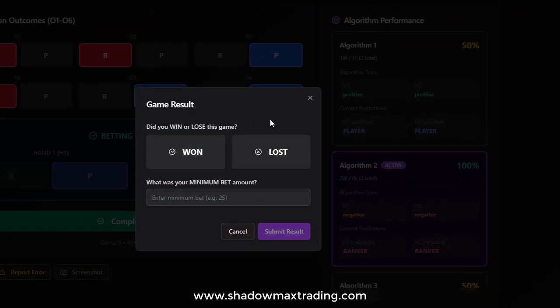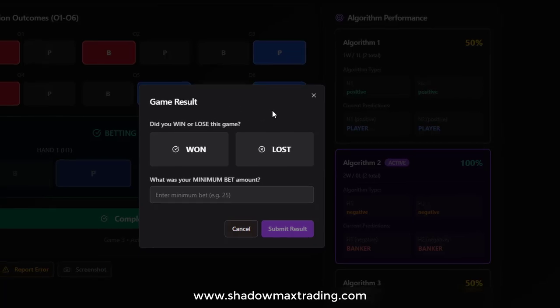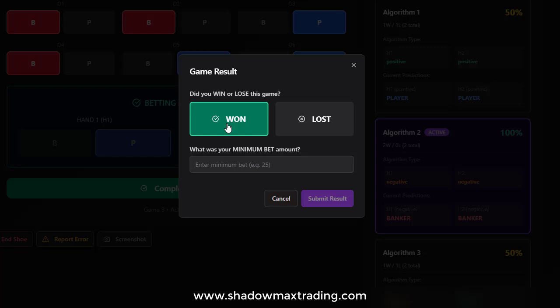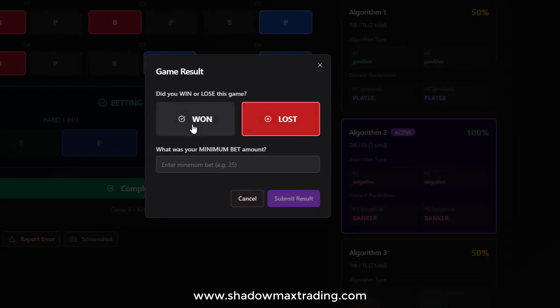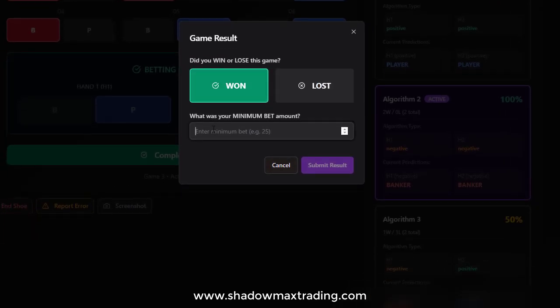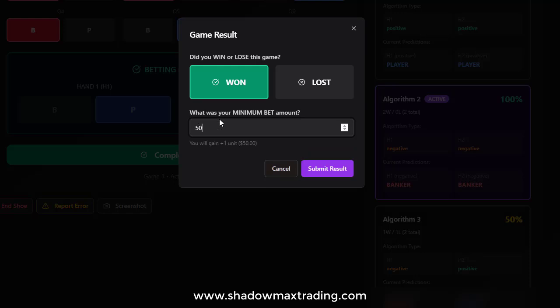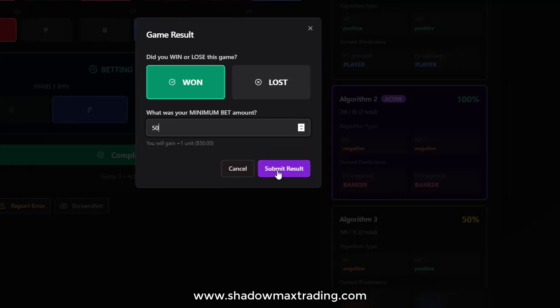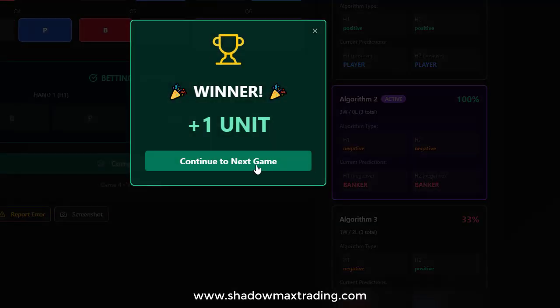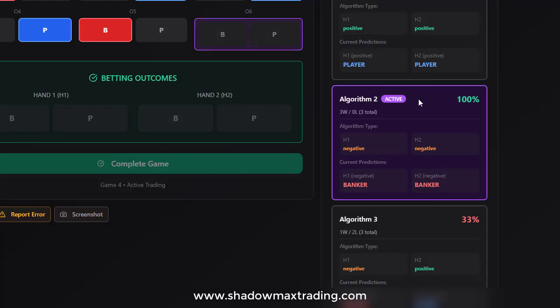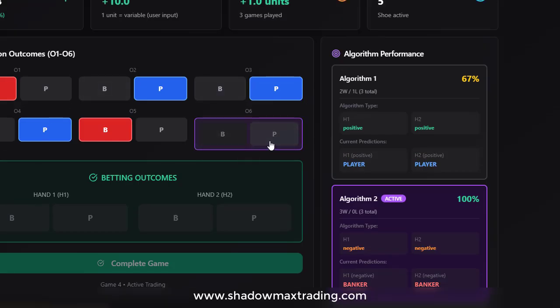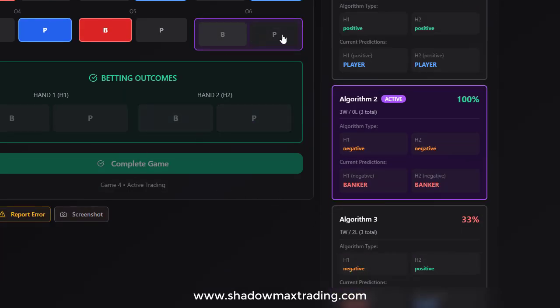When you do that, you're going to have to tell us if you won or if you lost. If you won, you click win. If you lost, you click loss. Here, you're just going to put down whatever the minimum bet was, whatever the initial bet was. Now, if we won it, that's a unit of 1. So we'll go to the next game.